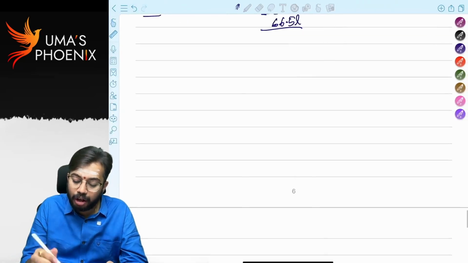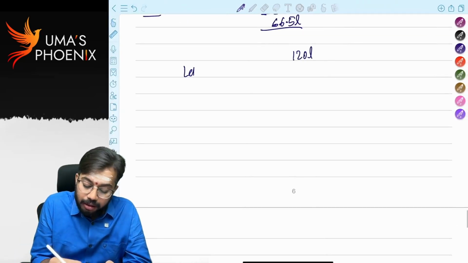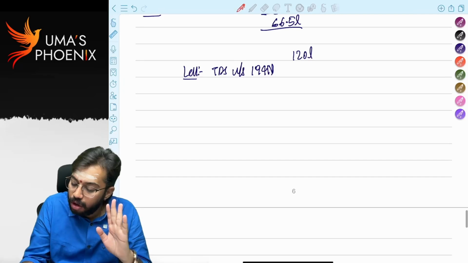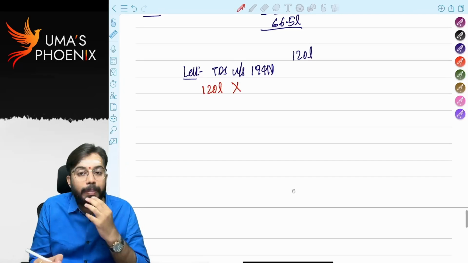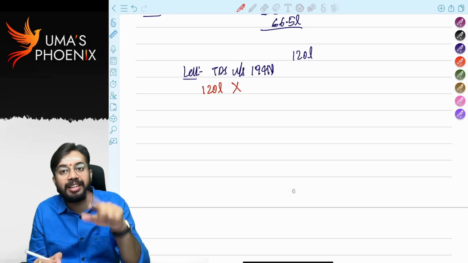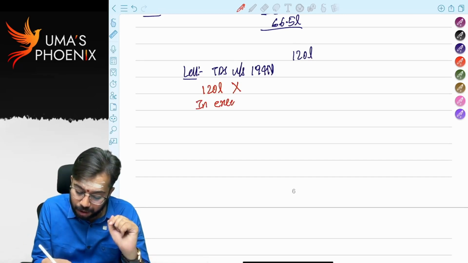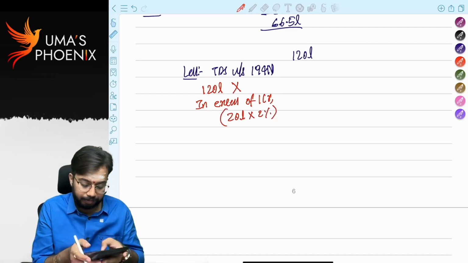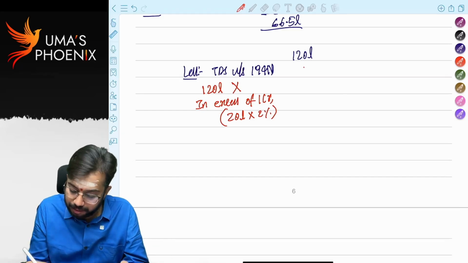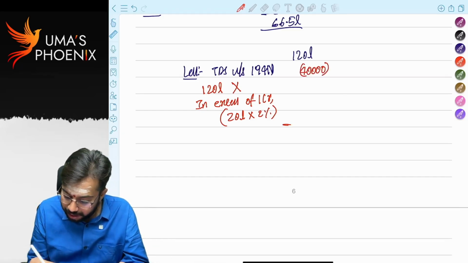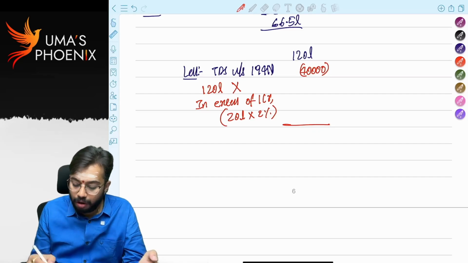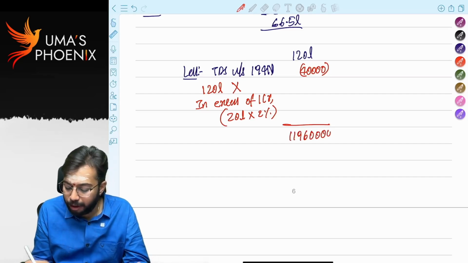Let's say I withdrew 120 lakhs. Now, TDS under section 194N. Please remember, on 120 lakhs, TDS will not be deducted. It is deducted over and above 1 crore, in excess of 1 crore. How much is in excess of 1 crore? In excess of 1 crore is 20 lakhs, right? So 20 lakhs into 2%. How much? 40,000. 40,000 TDS will be deducted and the balance of 1 crore 19 lakh 60,000 will be paid to me. Are you able to understand?